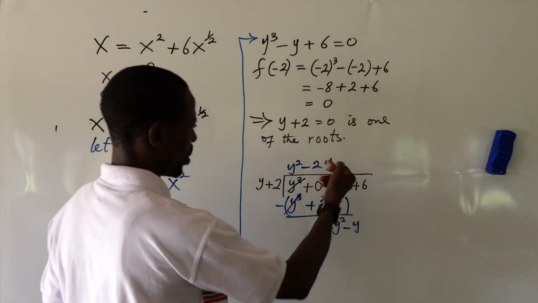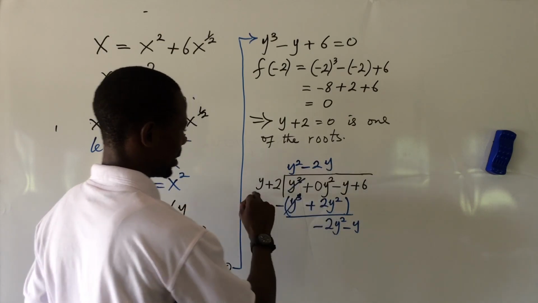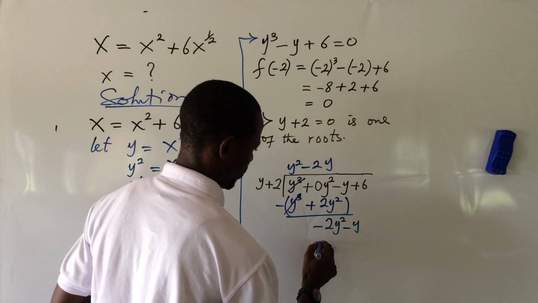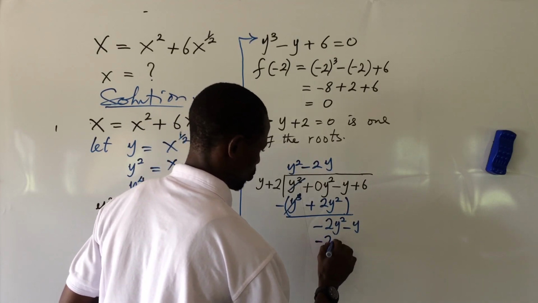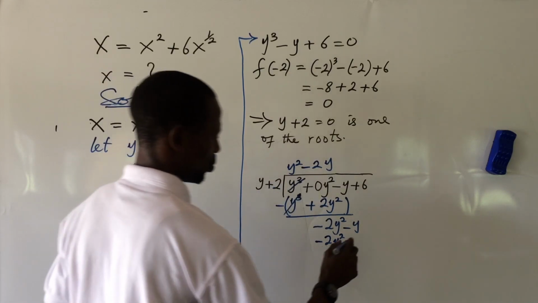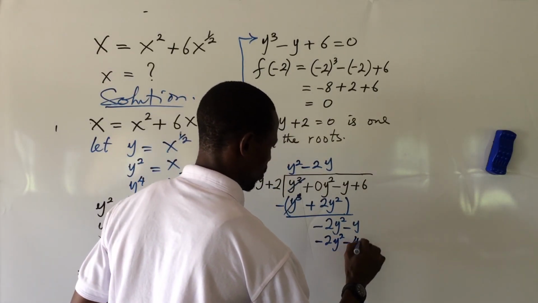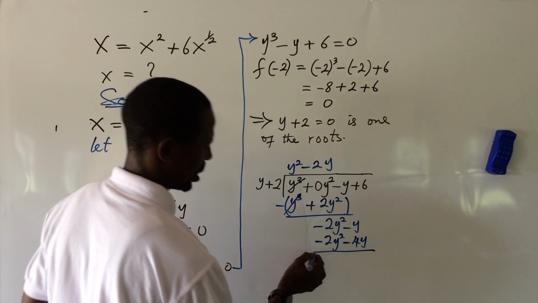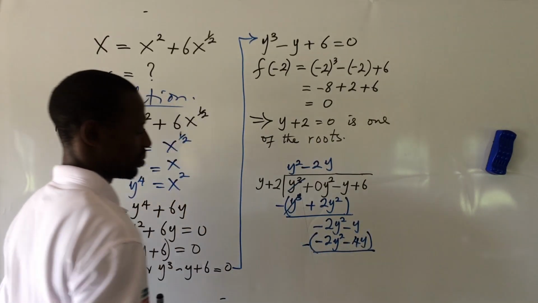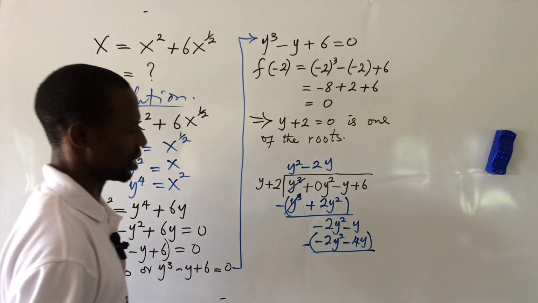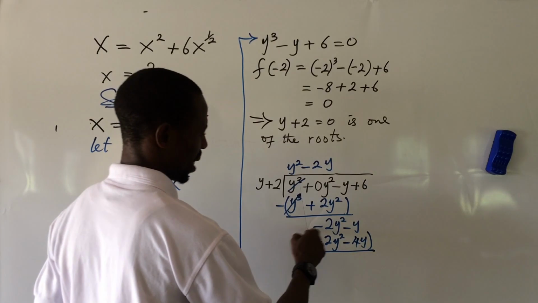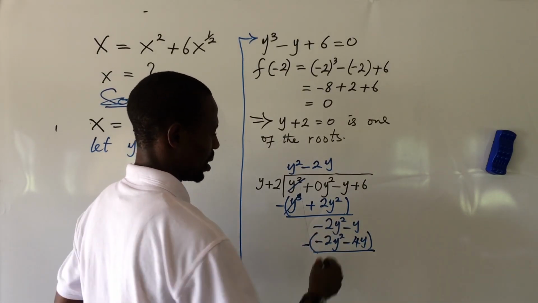So from here, we use your minus 2y times your y. This will give us minus 2y squared. Then minus 2y times plus 2 will give us minus 4y. We put this in bracket also. Okay, then we want to subtract. Let's put in our minus sign there. So minus times minus automatically will give us plus. So minus 2y squared plus 2y squared.